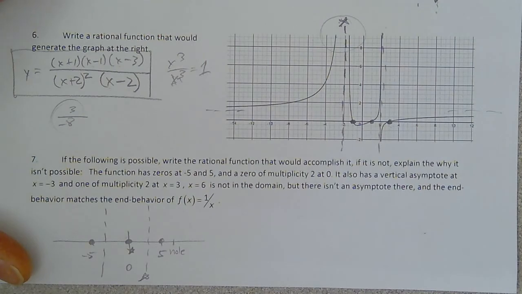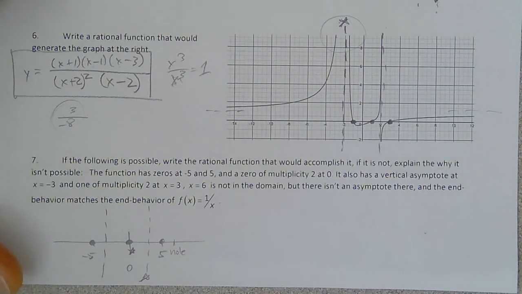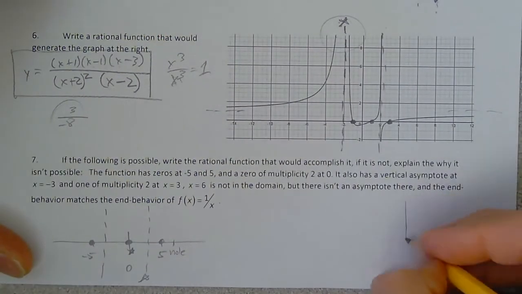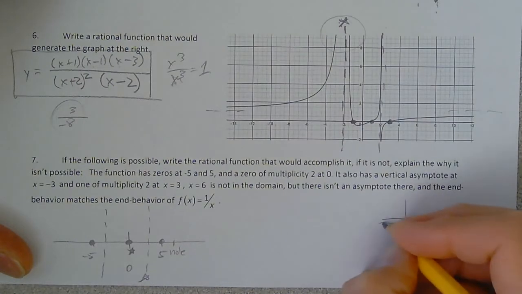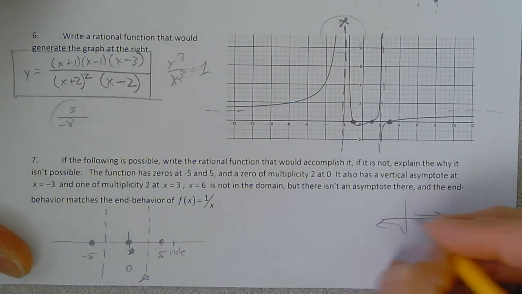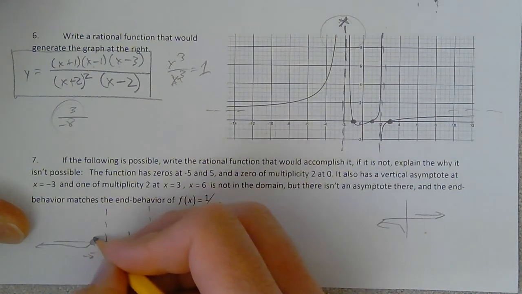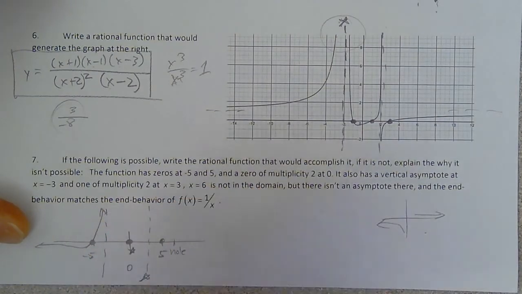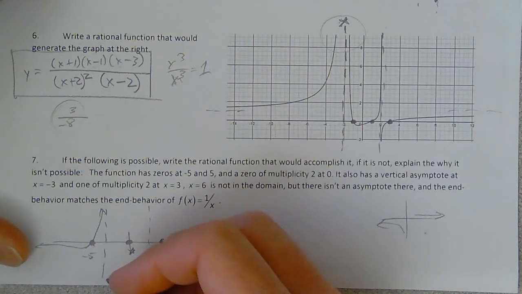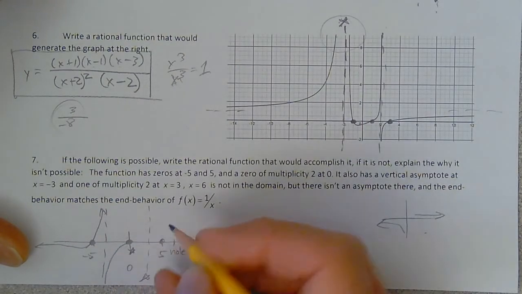And the end behavior matches the end behavior of 1 over x. So 1 over x has end behavior that looks like this. So it would have to start below the axis here. And this is the place where it crosses, so it would have to come down and would definitely have to do that. And then would have to start here and come up that way.